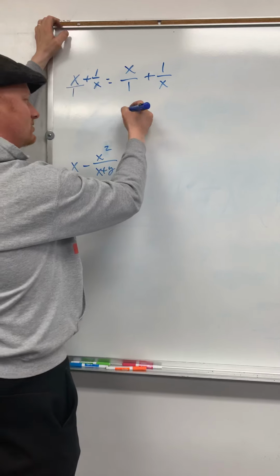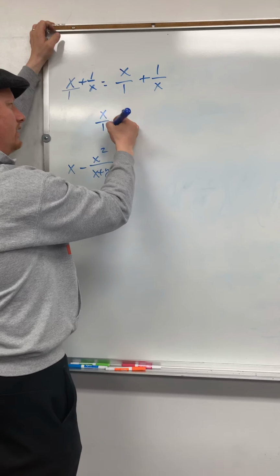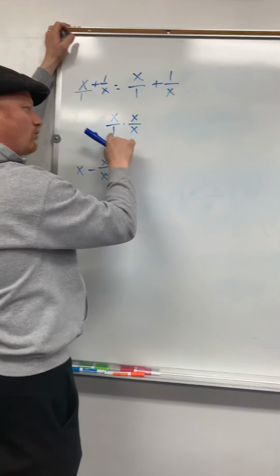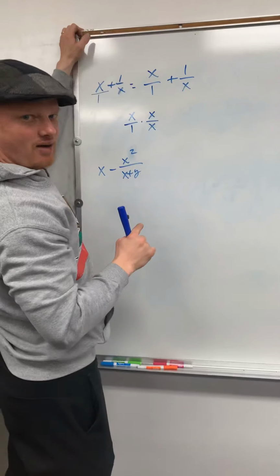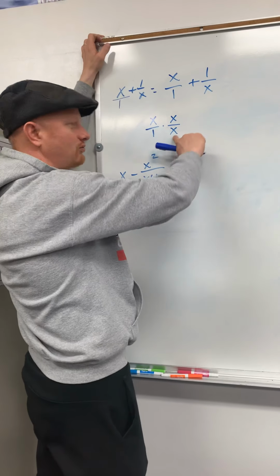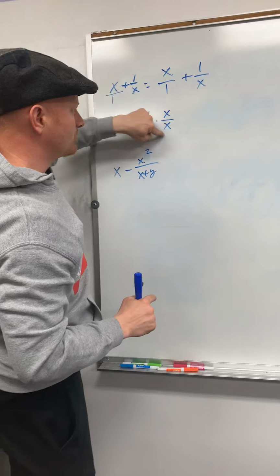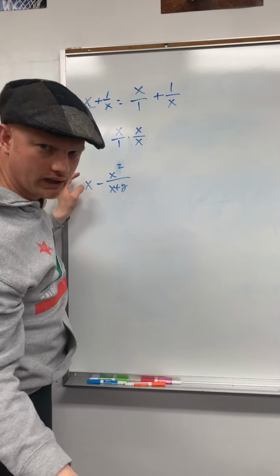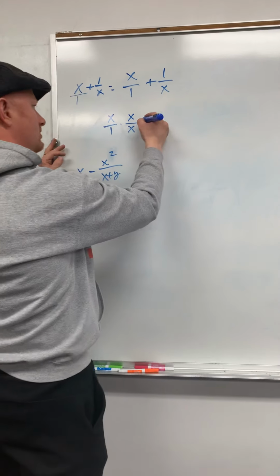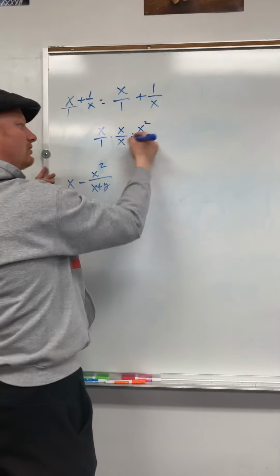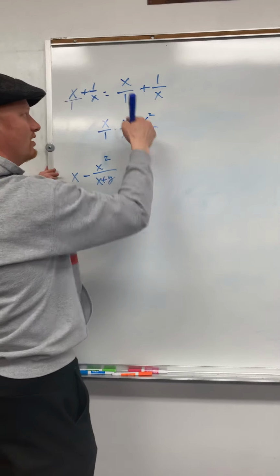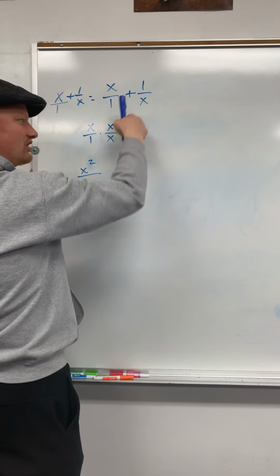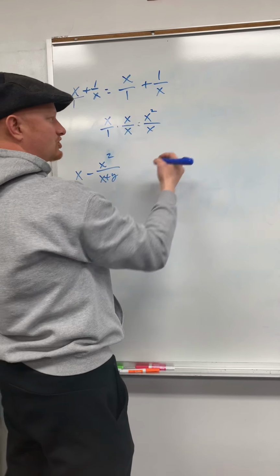So I'm going to rewrite this. It's x over 1 times x over x, because I need to multiply 1 by x to give me that common denominator. If I multiply the bottom by x, I have to multiply the top by x, because whatever I'm multiplying by has to be an expression of 1, and anything over itself is 1. So that gives me x times x is x squared, and 1 times x is x. Now this fraction just became this one. They're equivalent fractions.